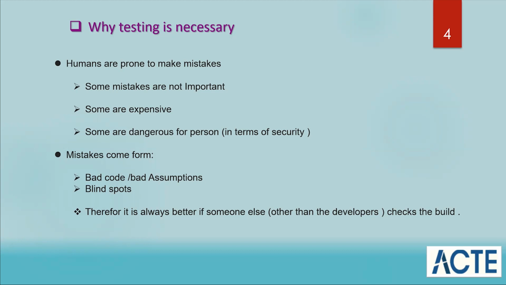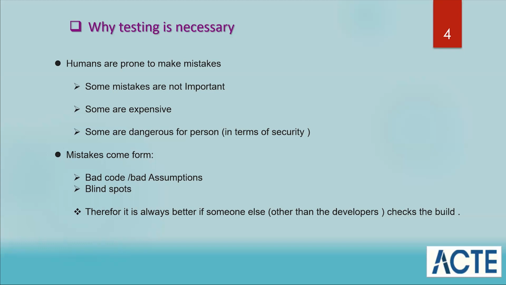The next point is some mistakes are dangerous for persons in terms of security, like data breach. Whenever applications are released without any security testing, that might be dangerous. Like your data is breached, someone might hack your account. Then in that case, it is again a human mistake, like the testing was not done properly. That's why the security breach happened.